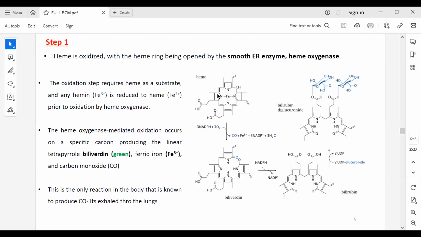We'll have to add this glucose. This chain needs to be opened up. You see here, this one here, on this hydroxyl group we can add the glucuronic acid. With the glucuronic acid it becomes soluble.